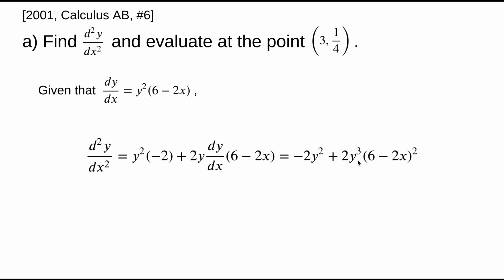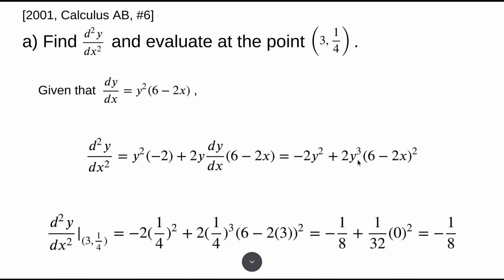And then I'm just going to simplify that. I already have an expression for dy/dx. dy/dx is y squared times (6 minus 2x). So if I replace dy/dx with that, I'm going to get -2y squared plus 2y cubed times the group (6 minus 2x) squared. All right, now I just want to evaluate that at (3, 1/4), so I'm just going to substitute 3's in for all my x's and 1/4's in for all my y's. And eventually when I simplify, even though I don't really have to simplify, I could leave it, I do get -1/8 as the value of d squared y/dx squared at (3, 1/4).